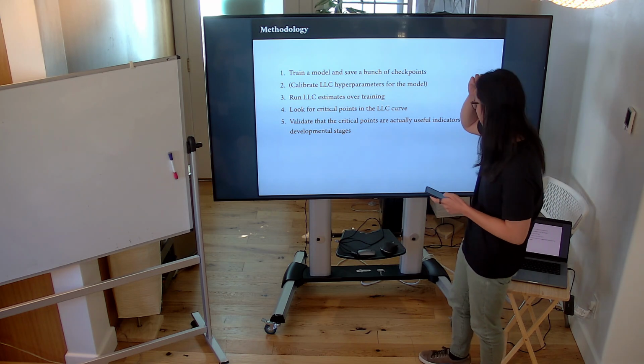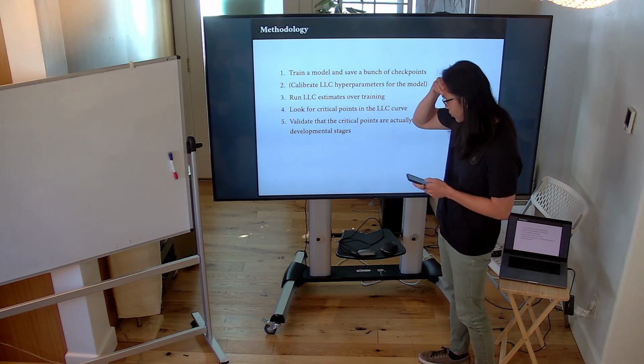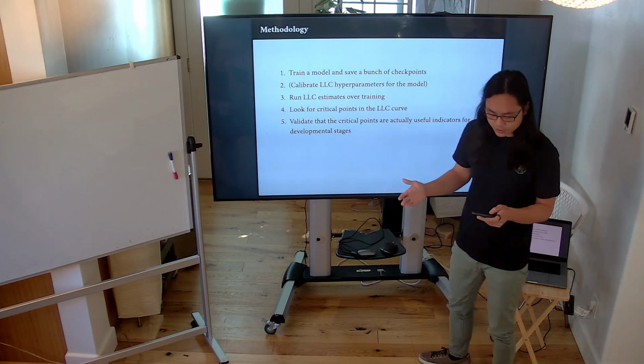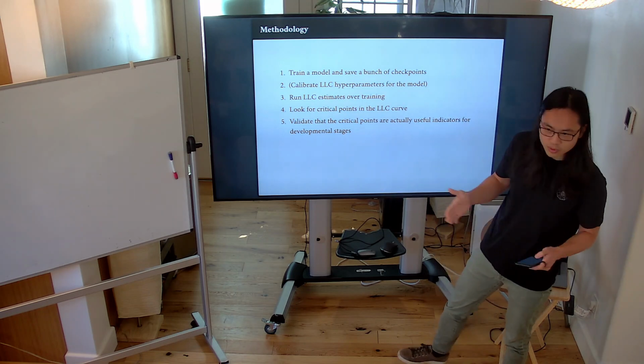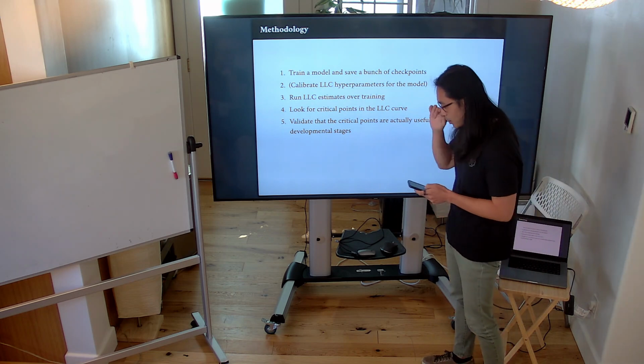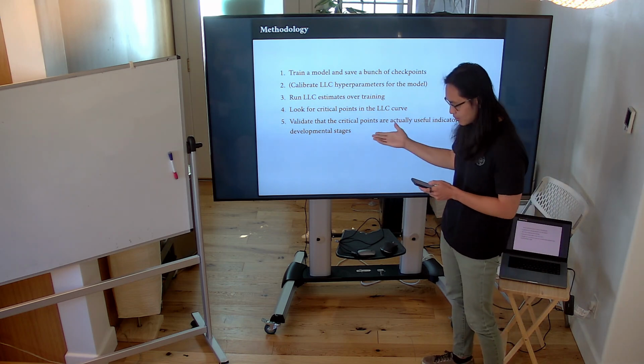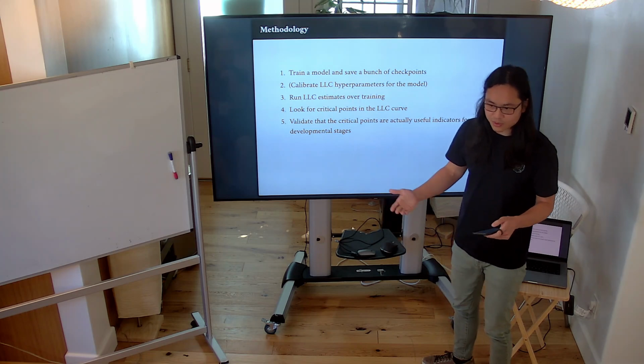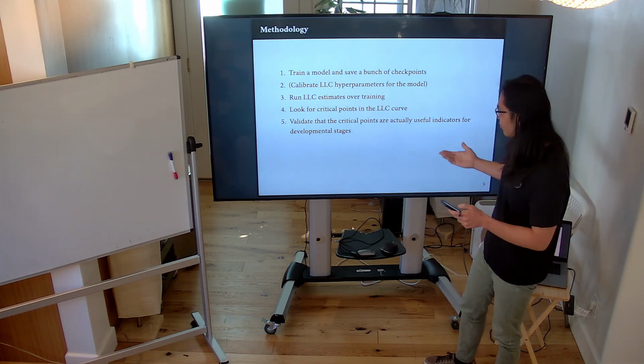And I'll also add that these other methods that we use to check are meant to be things that are more established, more straightforward metrics. Things like looking at attention scores or ablations. And so we sometimes get asked, if you can validate that these stages exist or discover these stages using these other methods, why bother with the LLC at all?